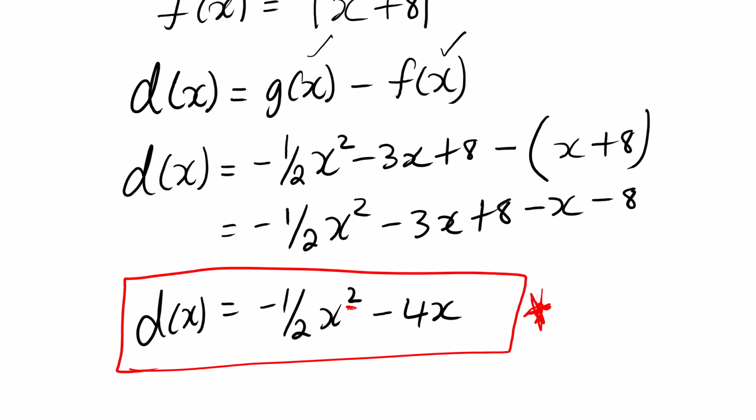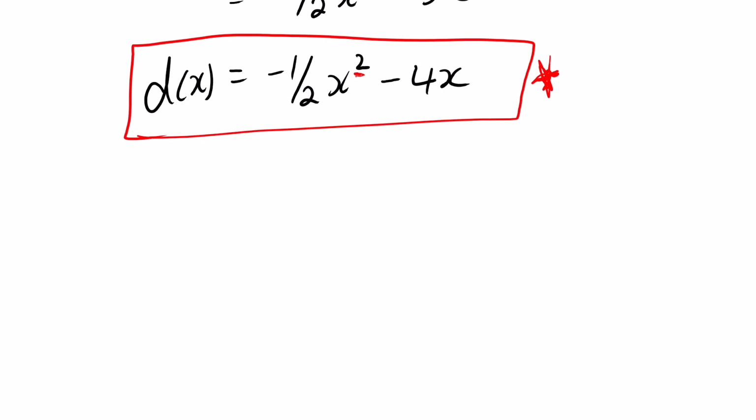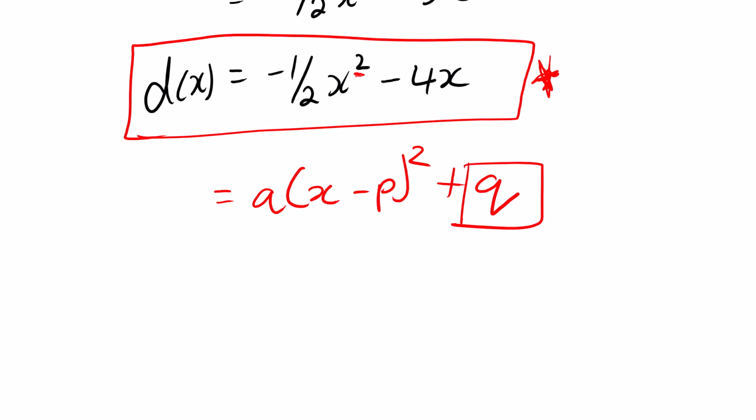Since you can see the highest power is 2, what we need to do is take it from this form to this form. We are looking for this term actually. This is the maximum, this is the turning point. And since you can see that the value of a is negative, it means our graph will be like this. And then we are looking for this point here, which is q.